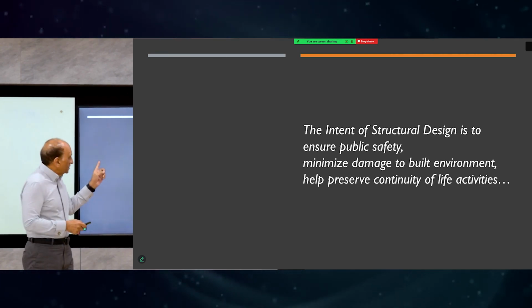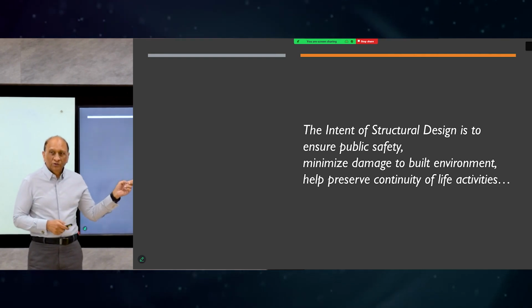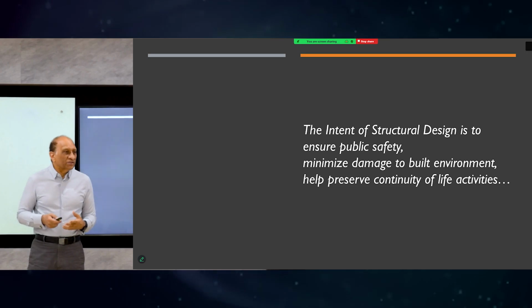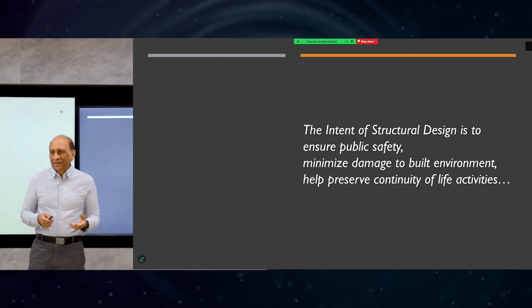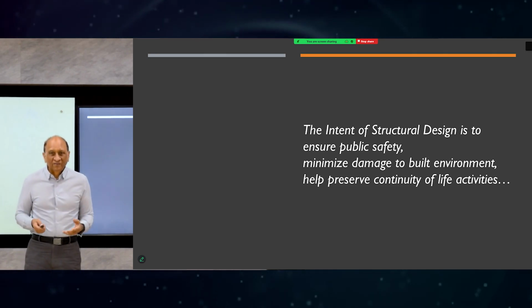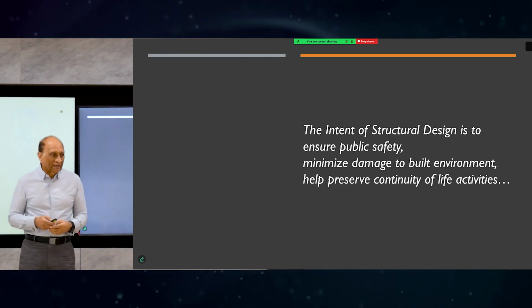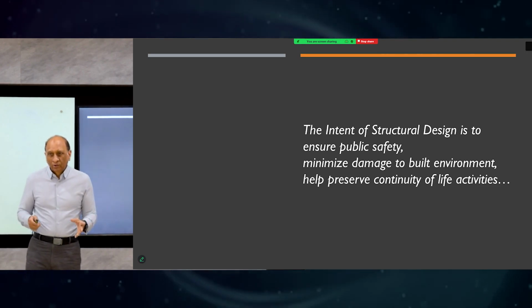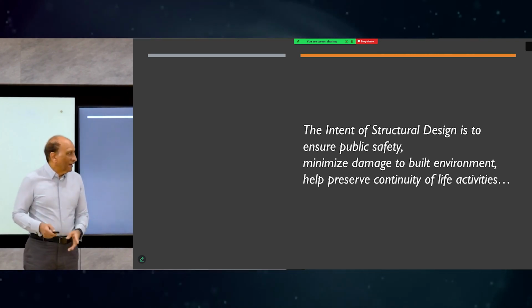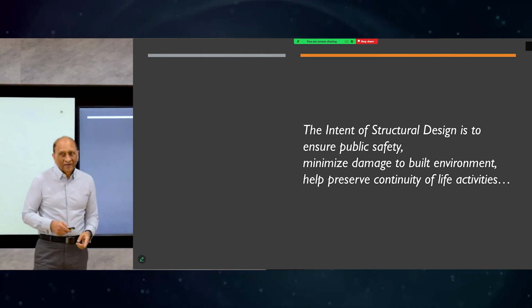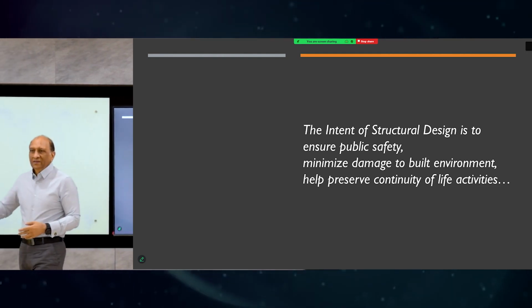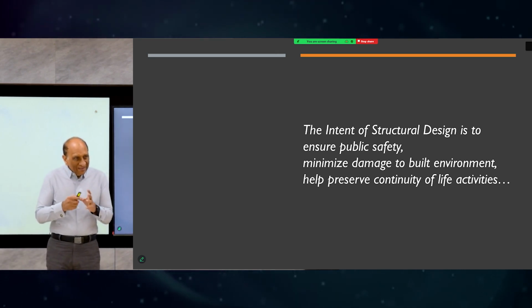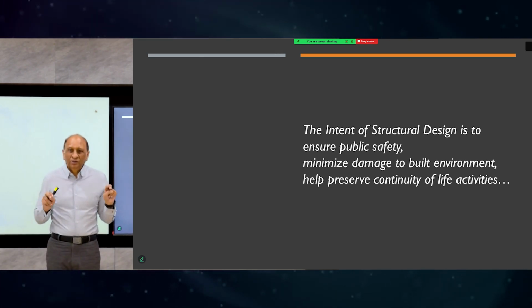So our main role is public safety. We have to ensure that whatever we design is safe for the public, because it's an obligation that we don't create something that will harm people or will not save people during any hazard. And to minimize damage to the built environment. Not only safe, but minimal damage. And then preserve continuity of life. That means it should remain operational throughout its life. Now this is the intention of the design.